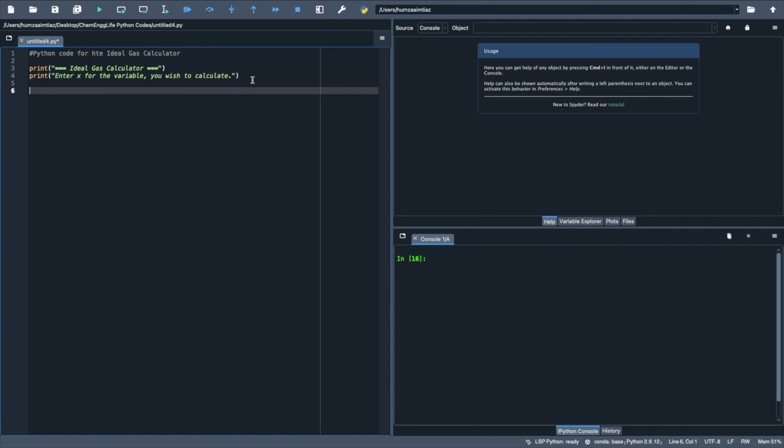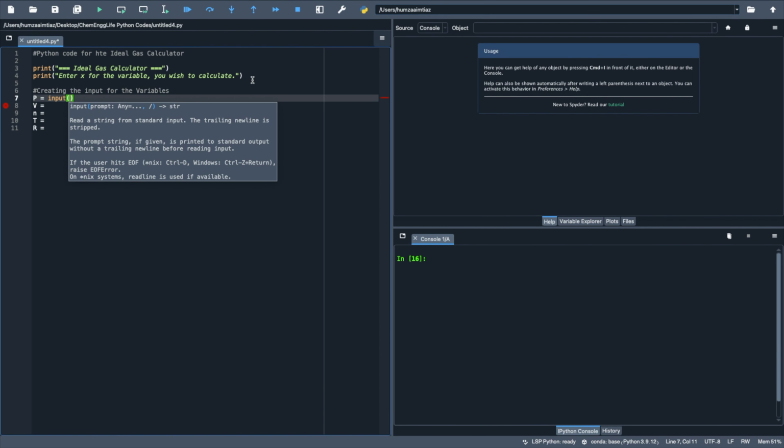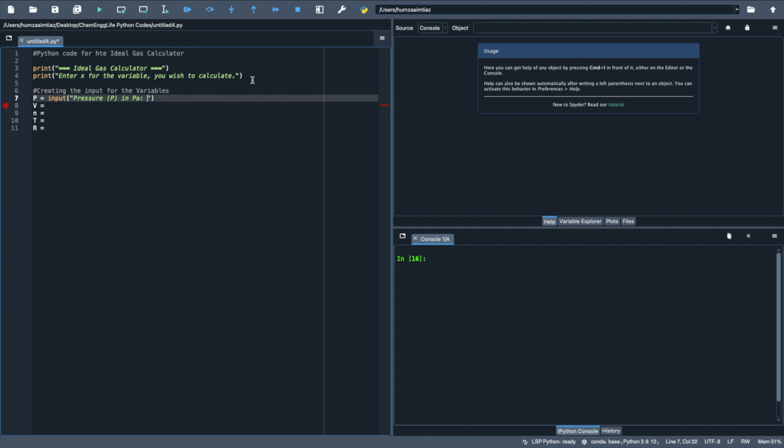Now the very first thing we're going to do is create the input for the variables, because we need to write the code so that users can give in the values for the variables they have, and also tell us which variable is missing. So we obviously have P, V, n, T, and R, but R is known to us. For each variable, we're going to write the input function, and we know that P is pressure in pascals.